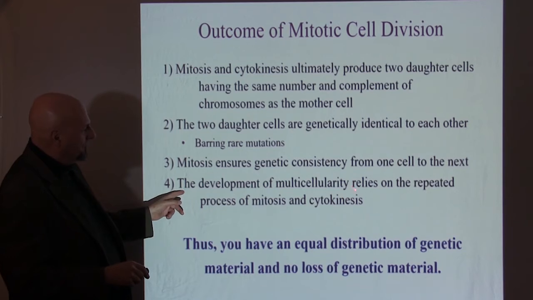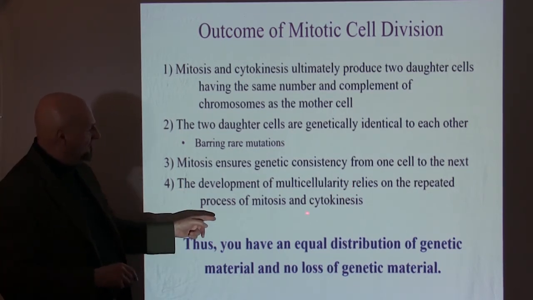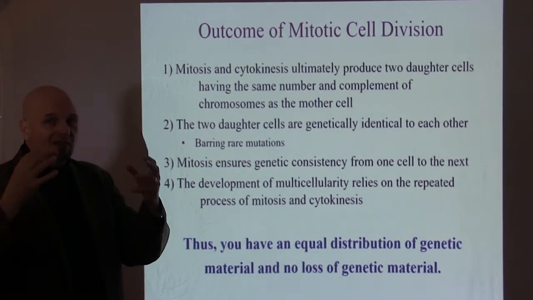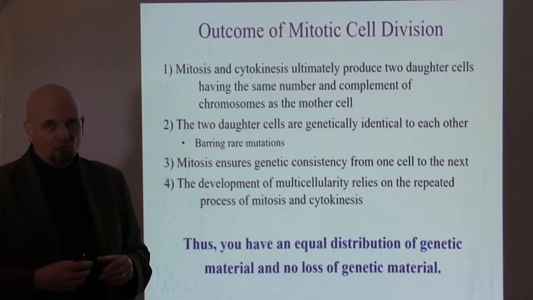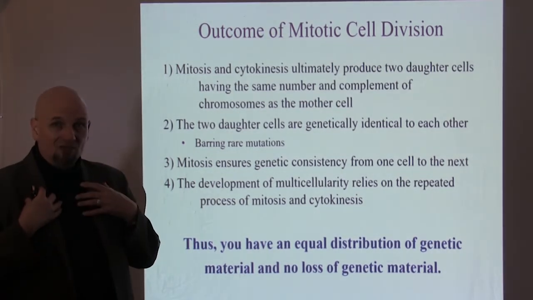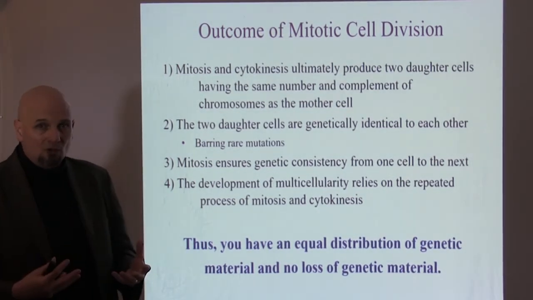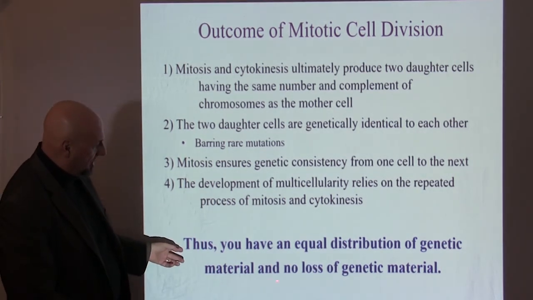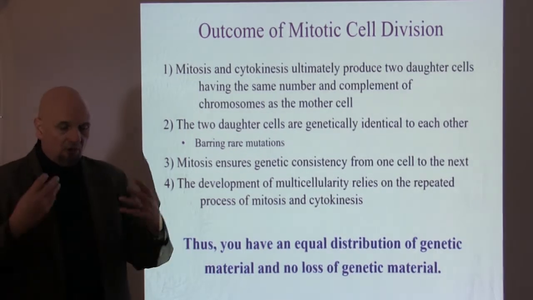The development of multicellularity relies on the repeated process of mitosis and cytokinesis and the fidelity of that, so that it does not have mutations. That's how we came about from a single cell, through mitosis. Okay? Plus you have an equal distribution of genetic material and no loss of genetic material to bring about this body.